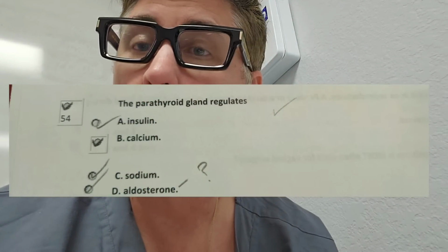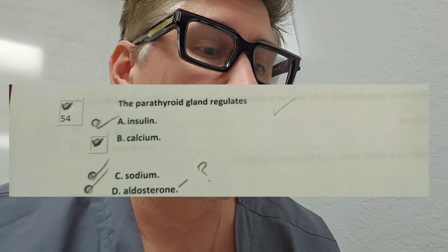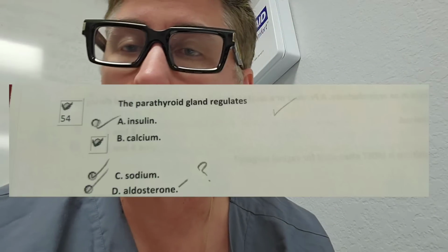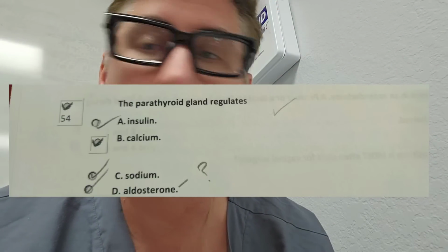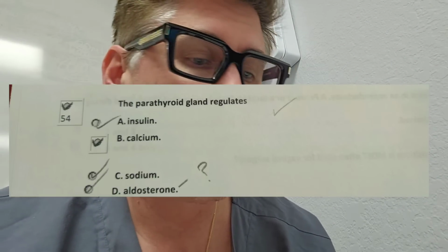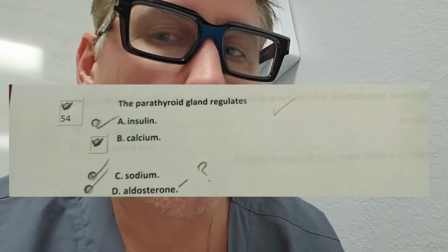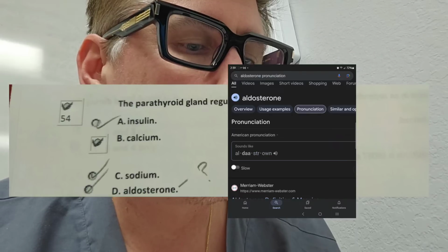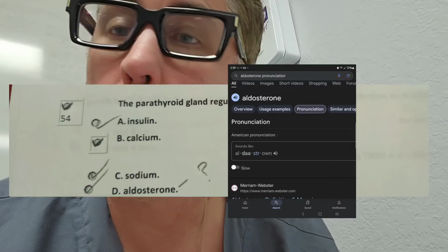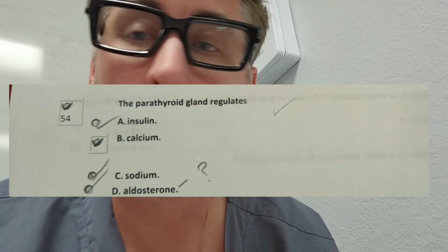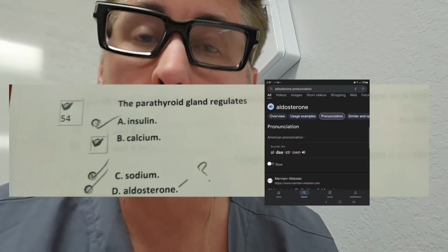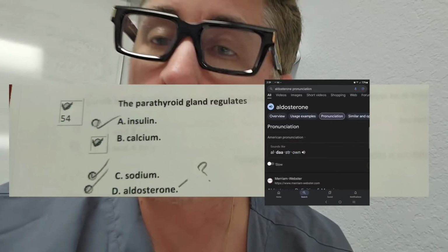All right, question number 10, and stick around. I'll have a bonus one right after that. The parathyroid gland regulates. So question number 10, put it up on the screen. The parathyroid gland regulates: is it insulin, calcium, sodium, or aldosterone? I don't know that word. Aldosterone. I will sub it in. Or D, aldosterone.